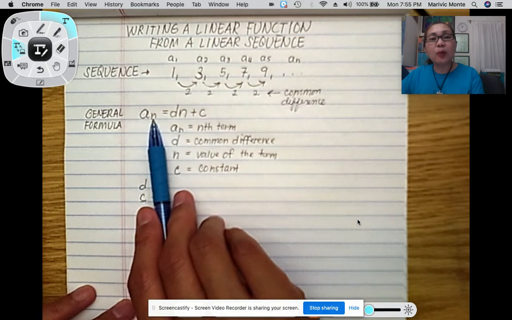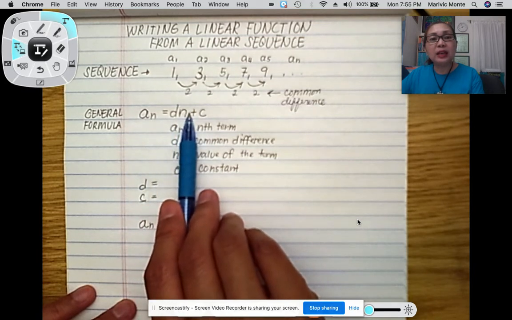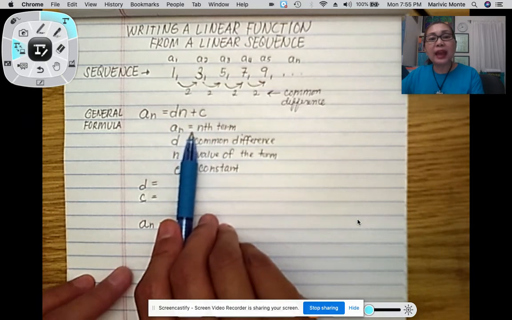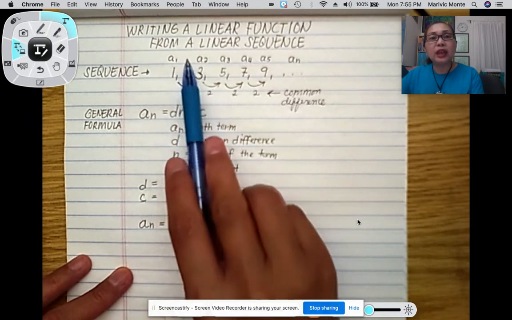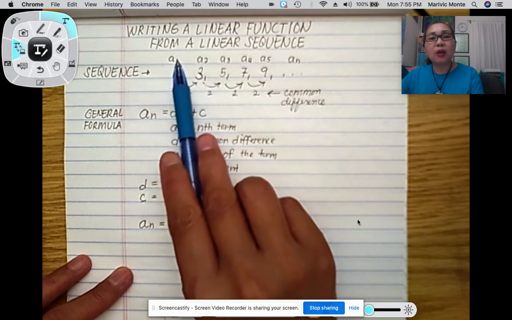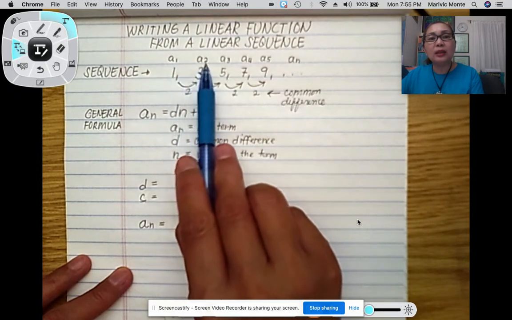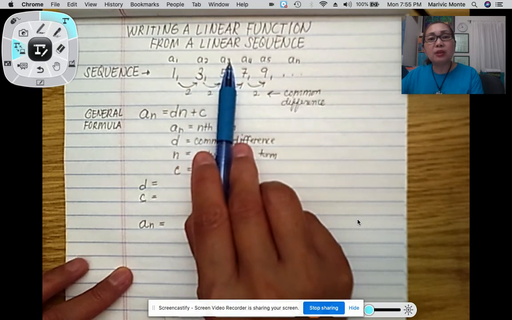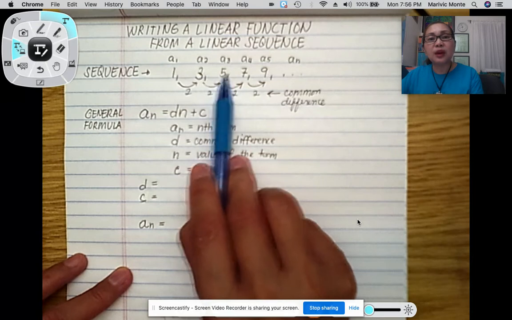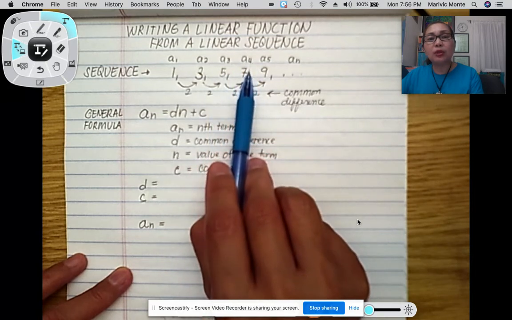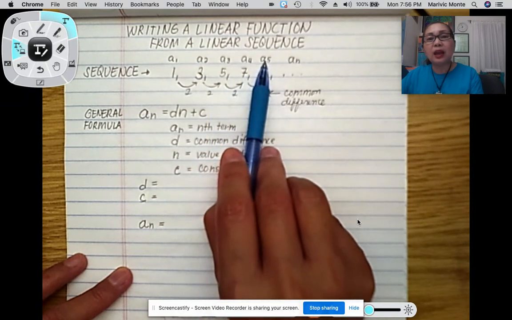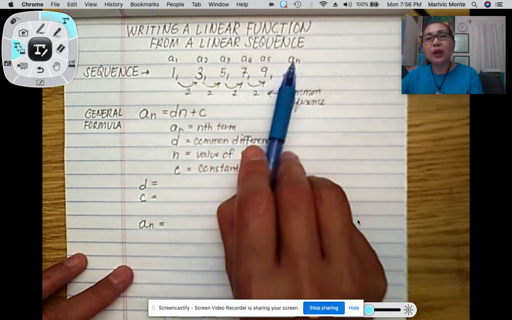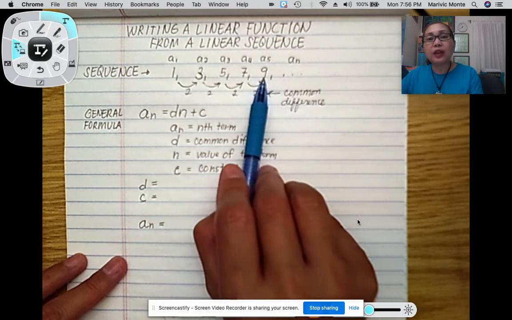which says A of n is equal to D times n plus C, where A of n is the nth term. Meaning to say, the first term, A of 1, is 1, A of 2 is the second term, which is 3, A of 3 is the third term, which is 5, A of 4 is the fourth term, 7, A of 5 is the fifth term, it's 9. And so A of n would be any number after 9.